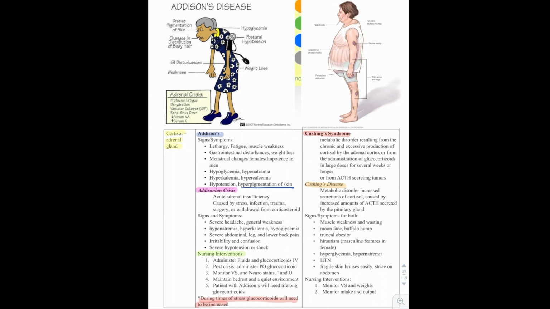Signs and symptoms for both include muscle weakness and wasting. You'll see the moon face and buffalo hump, truncal obesity, hirsutism, which is masculine features in a female. They might get hair on their face, hyperglycemia, hypernatremia, hypertension, fragile skin, bruises easily, and striae on the abdomen, which is stretch marks. Nursing interventions, we're going to monitor vital signs and monitor intake and output.